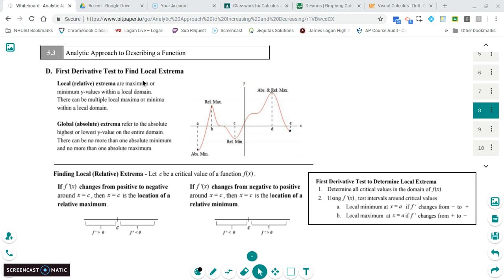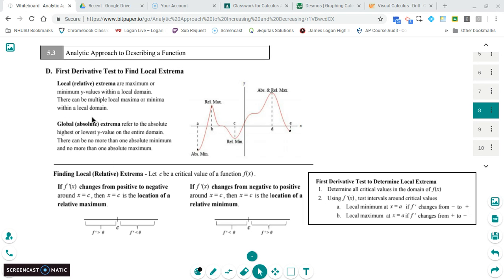All right, so the goal for this lesson is to come up with a way to determine where the extrema of a function are analytically. And to do that, we have something called the first derivative test. And so let me explain.